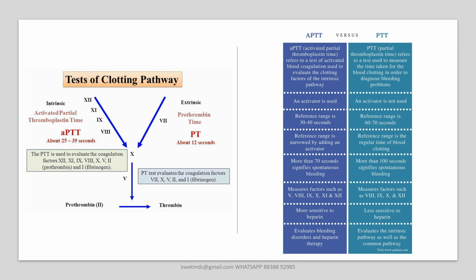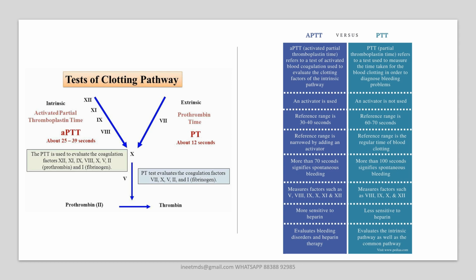So, now the very important thing is diagnostic tests or blood parameters related to the clotting pathway. To check what type of clotting factor, what test will you incorporate? For the intrinsic pathway, the test is activated partial thromboplastin time, and it is used to evaluate factors 12, 11, 9, 8, 10, 5 and 2. Whereas for the extrinsic pathway, we can use prothrombin time. Prothrombin time is used to check factors 7, 10, 5, 2 and 1.